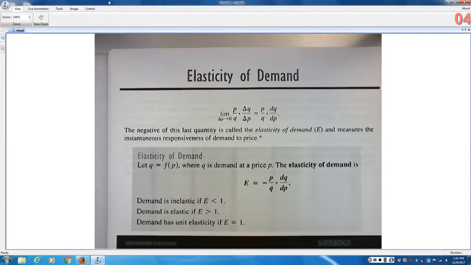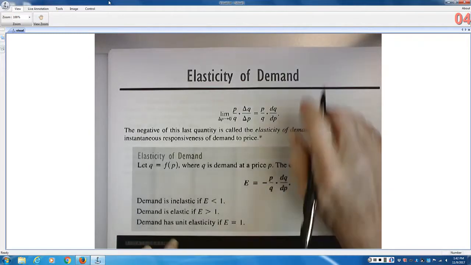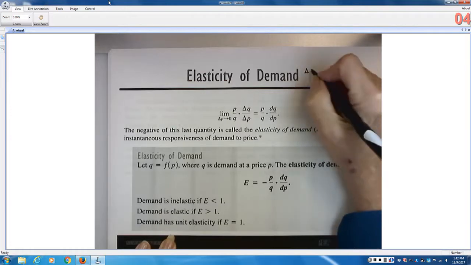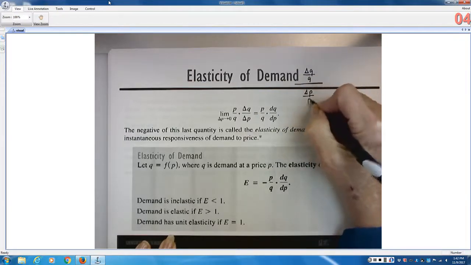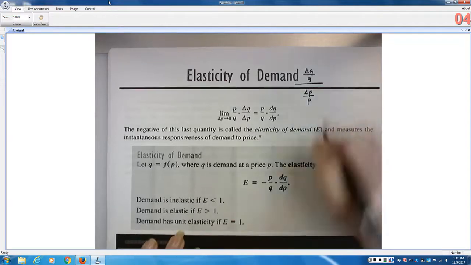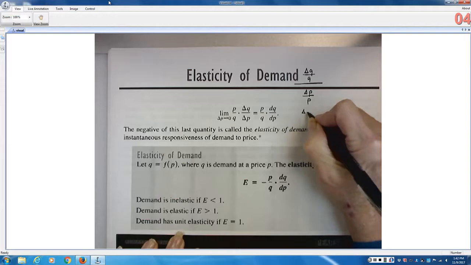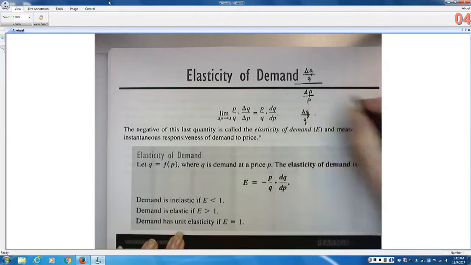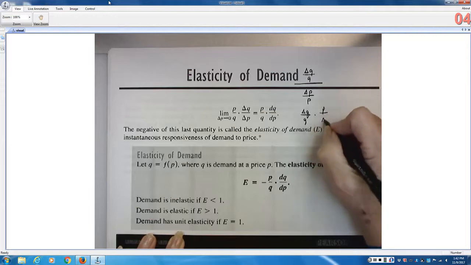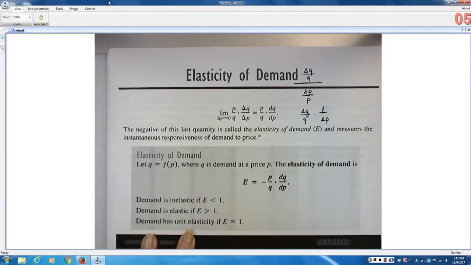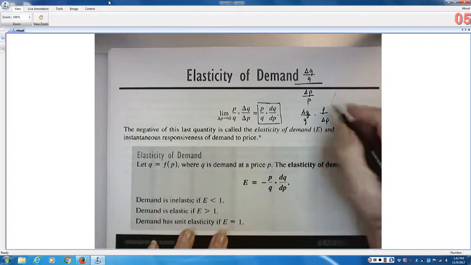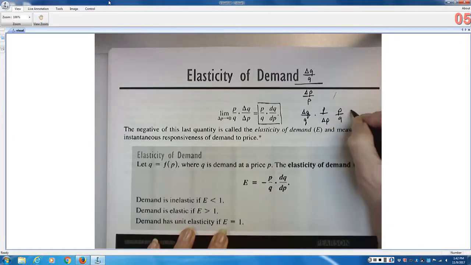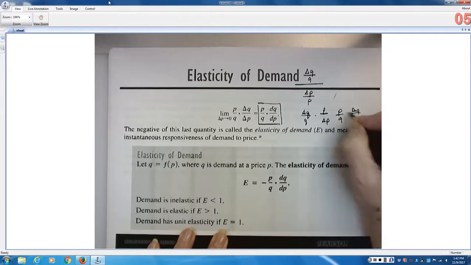Now, I'm not going to go through all the calculus of it, but if we take the limit of this, and if you're wondering how these got separated, remember what we had was delta Q over Q divided by delta P over P. And since you're dividing, that becomes delta Q over Q times P over delta P. And you wind up with this because you're just simply rearranging your terms here. P over Q, delta Q, delta P.